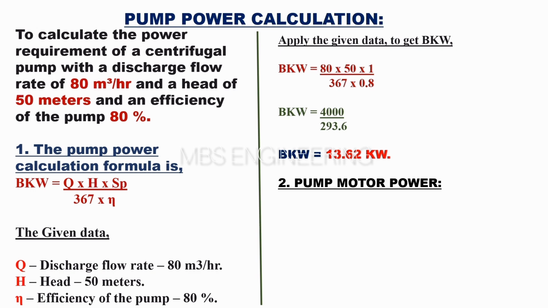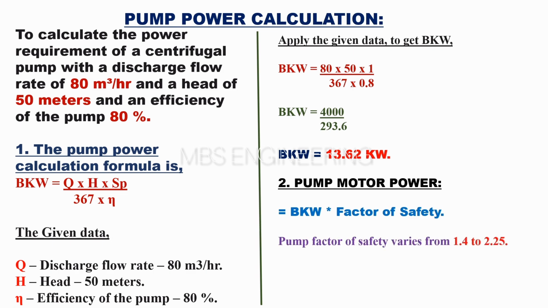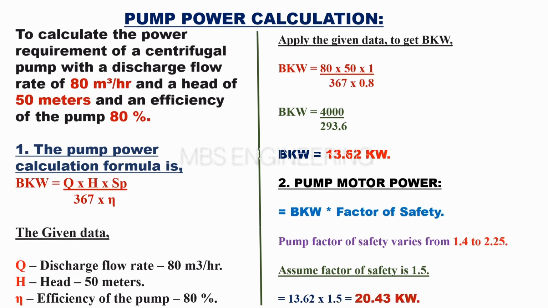Next, we will calculate the pump motor power for the centrifugal pump. The pump motor power calculation formula is brake kilowatt into factor of safety. The pump factor of safety varies from 1.4 to 2.25. Assume the factor of safety is 1.5. Next, 13.62 into 1.5. Therefore, the obtained pump motor power is 20.43 kilowatts.